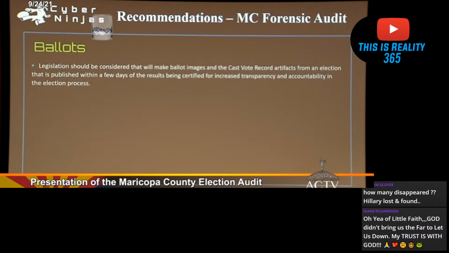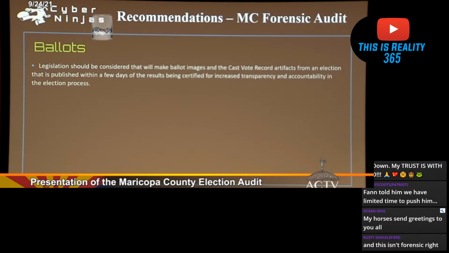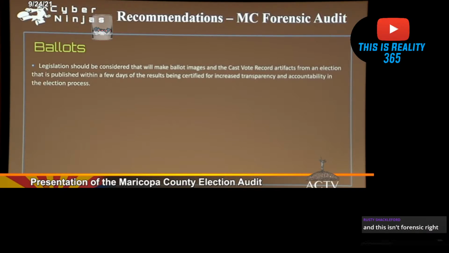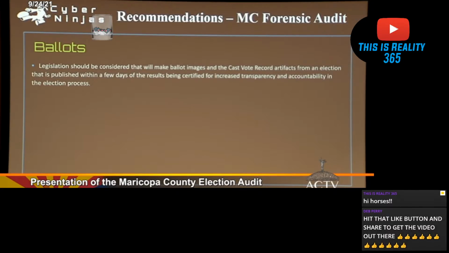Okay, ballots. Legislation should be considered that will make ballot images and cast vote records artifacts from an election that is published within a few days of the results being certified for increased transparency and accountability of the election process. These are things that we think are important for Arizonans, the American public, to be able to see and validate with their own eyes. Currently in Arizona, we had a judge that stated that we could not make the ballot images publicly available. Once a ballot comes out of its envelope, there should be nothing that links it back to a person, and there should be absolutely no reason why it shouldn't be able to be public.